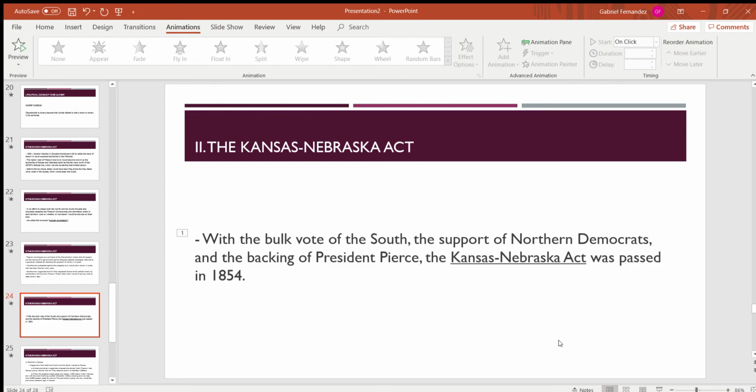With the bulk of the vote of the South as a region, and the support of Northern Democrats, and of course with President Pierce sitting in the Oval Office, the Kansas-Nebraska Act was passed in 1854. This is going to cause a lot of issues in Kansas.